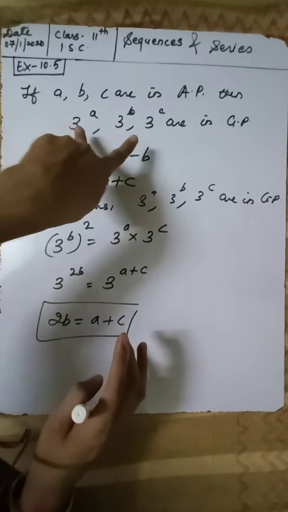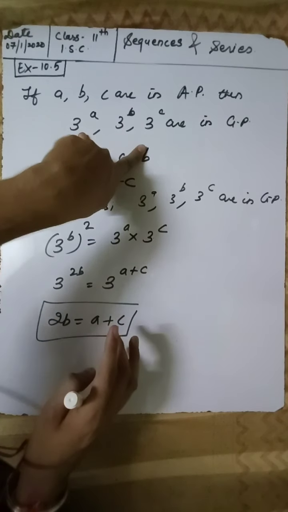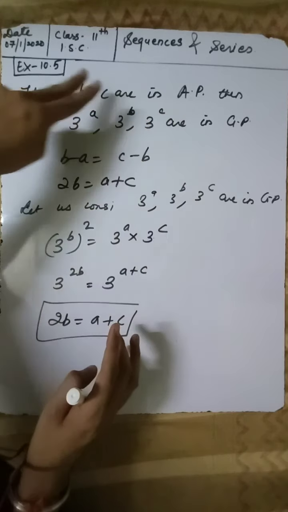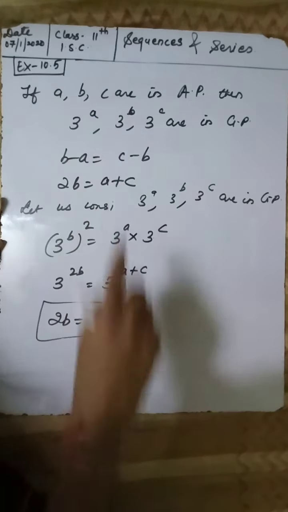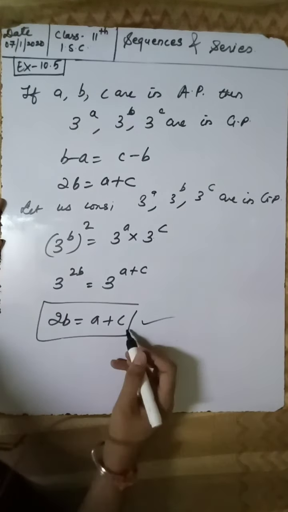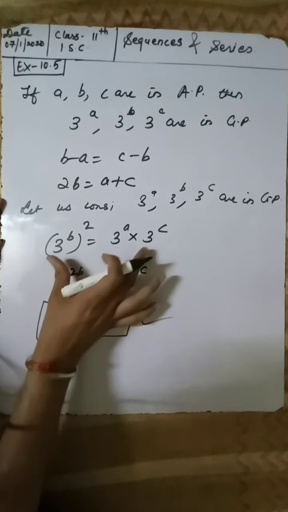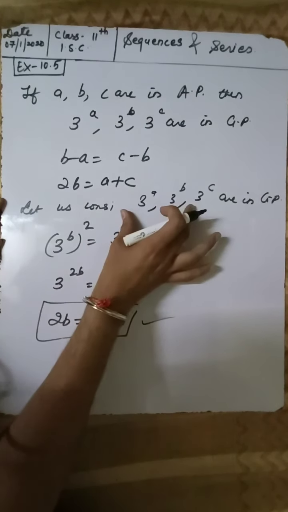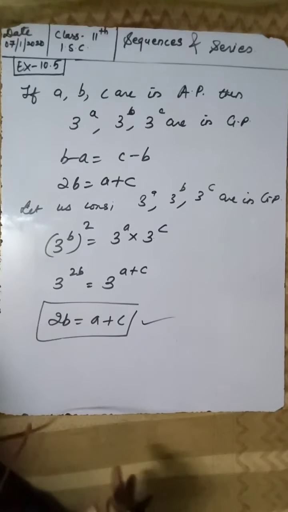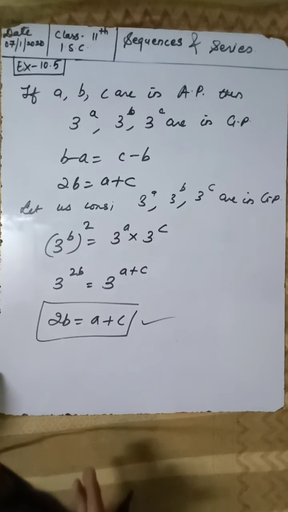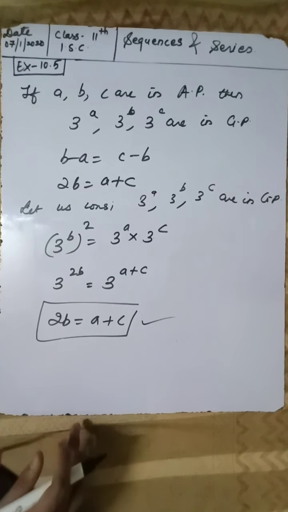To make this into GP, let's prove that their powers, this a, b, c are in AP. So we proved a, b, c are in AP, as we considered it as in GP. So that is how they both are interconnected. So such type of proof you also have to do.